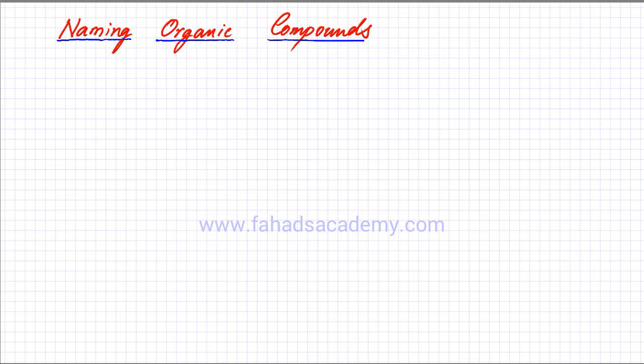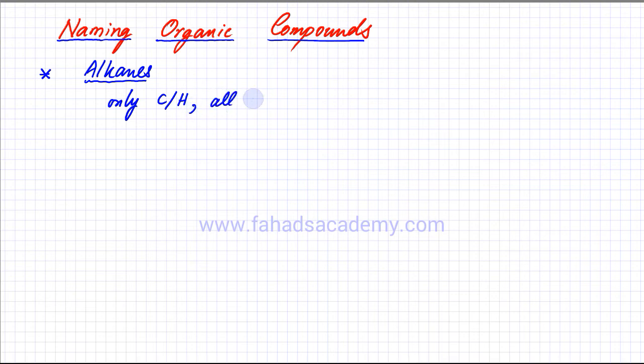So there has to be a systematic method with which these compounds are named. We will start off by naming alkanes first. As we've already discussed, alkanes contain only carbon and hydrogen atoms. They're probably the simplest of all organic compounds. They only have carbon and hydrogen atoms, which means that they are hydrocarbons, and all of the bonds are single bonds. So that was what an alkane was.